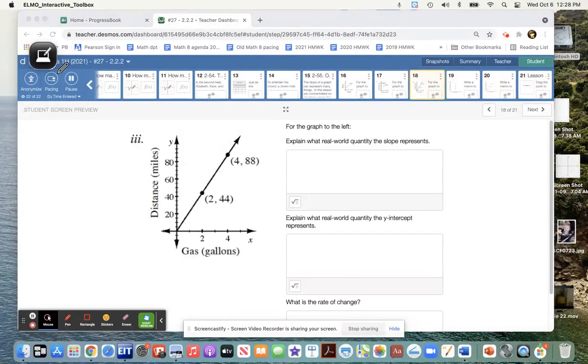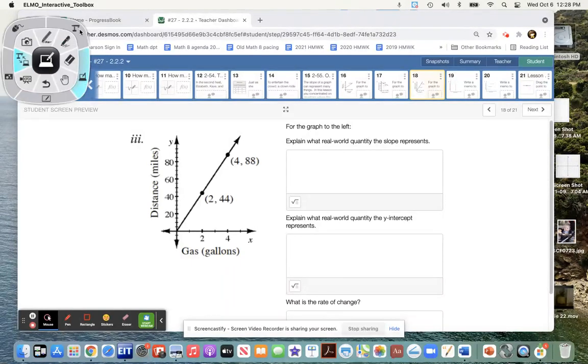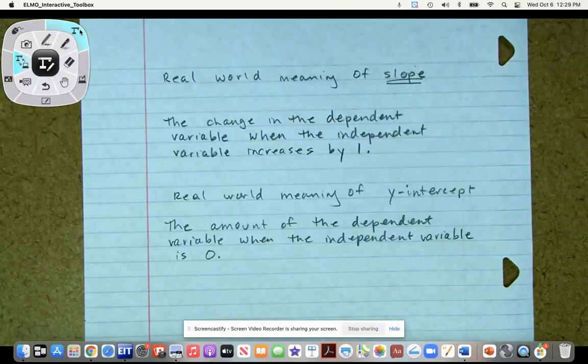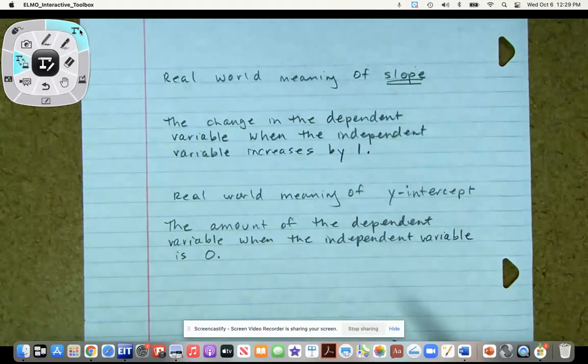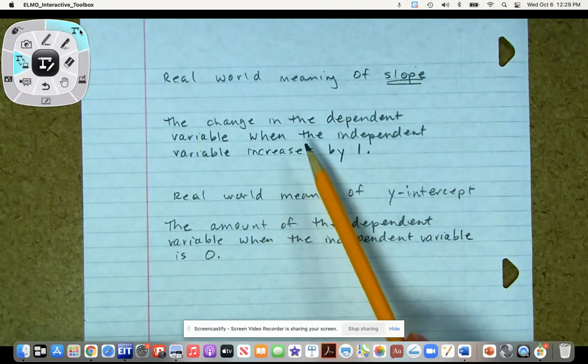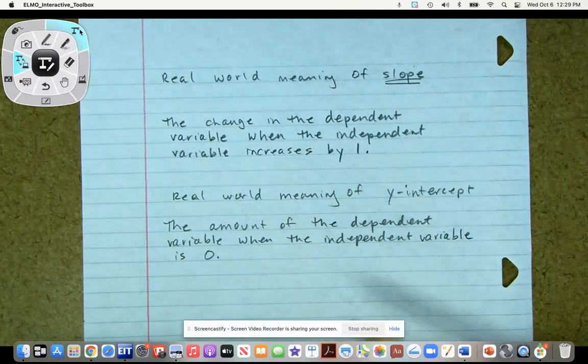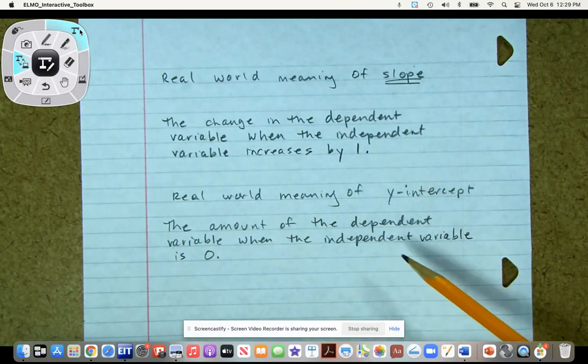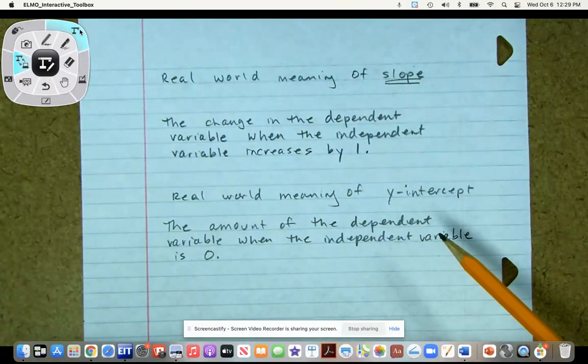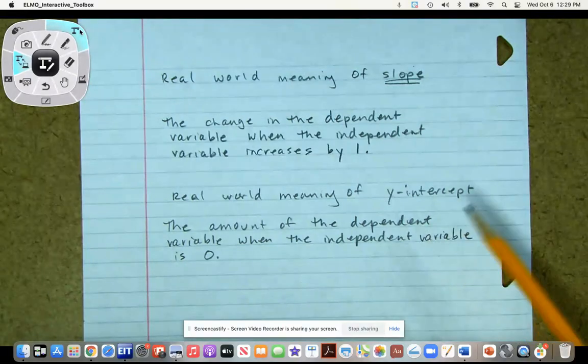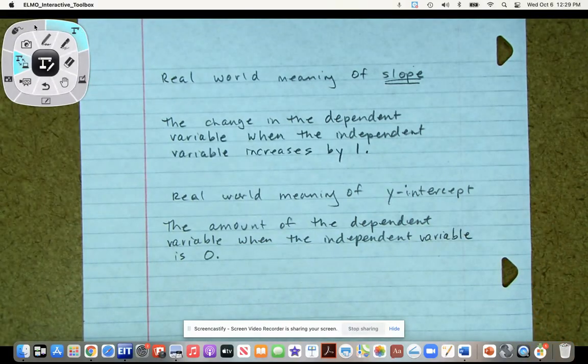Okay, so hopefully you've added that. Let me go back to this, to your notes. And if you're given a graph, you can actually find the real world meaning of the slope. Okay, so make sure you're thinking unit rate, real world meaning of the y-intercept, amount the dependent variable is when the independent variable is 0. Okay, done.